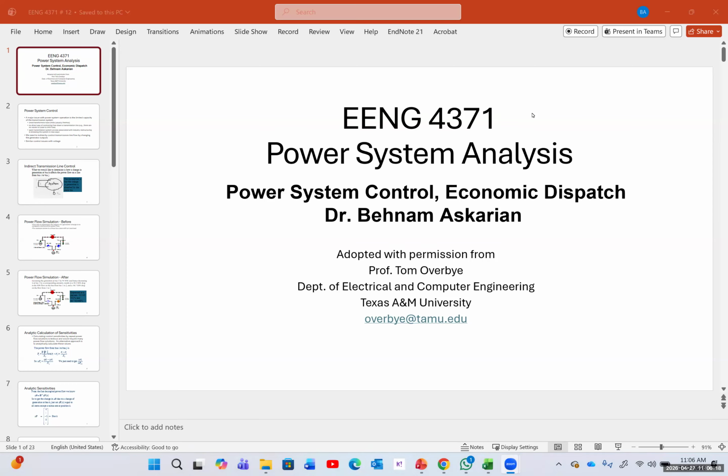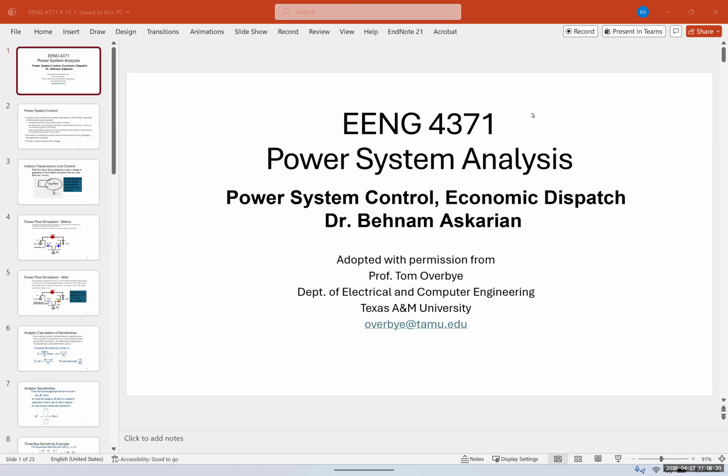So how to calculate how much a generator change affects a specific line and how we decide which generator to use to meet the load at the lowest cost. Now, without further ado, let's get started.